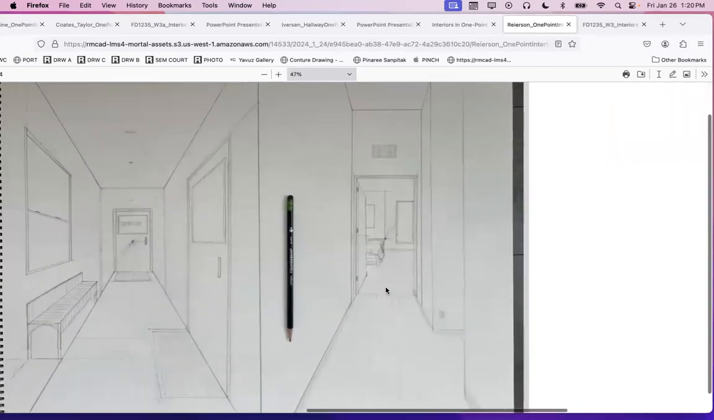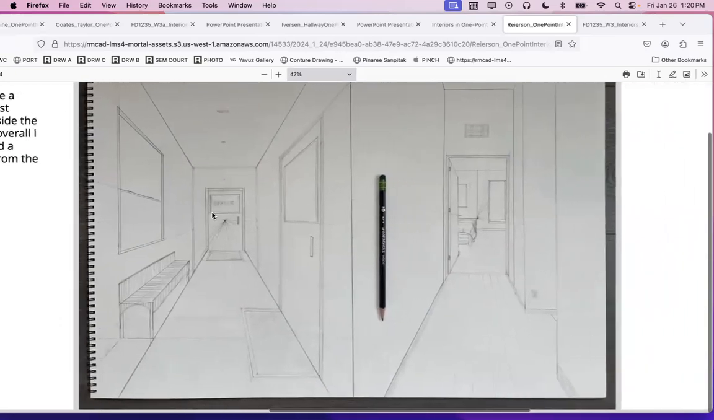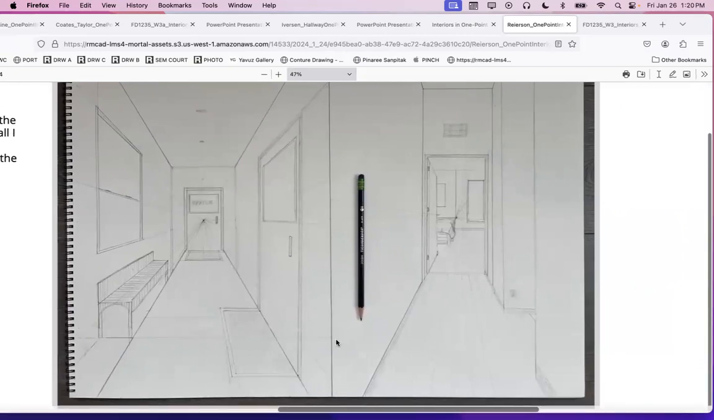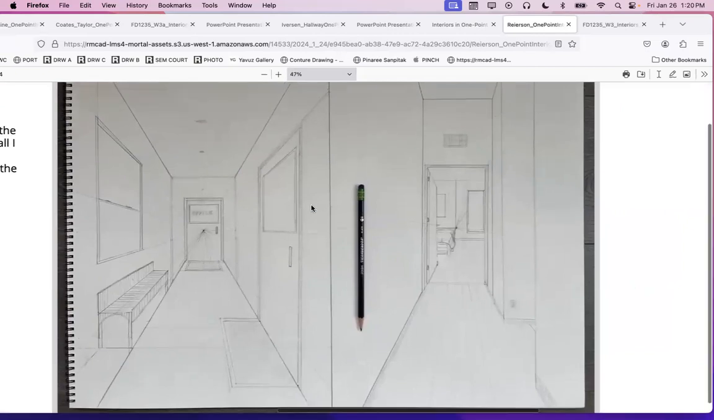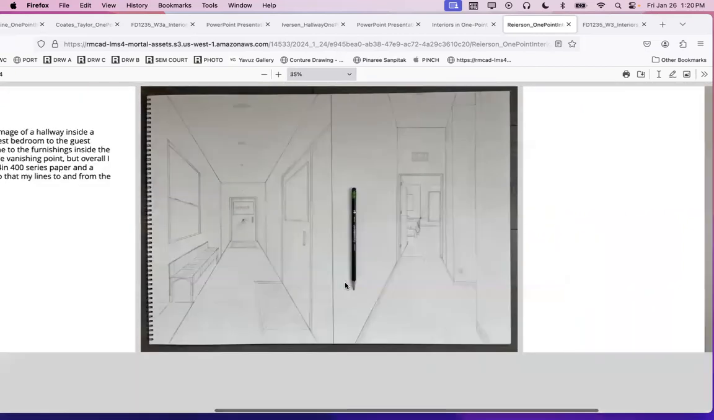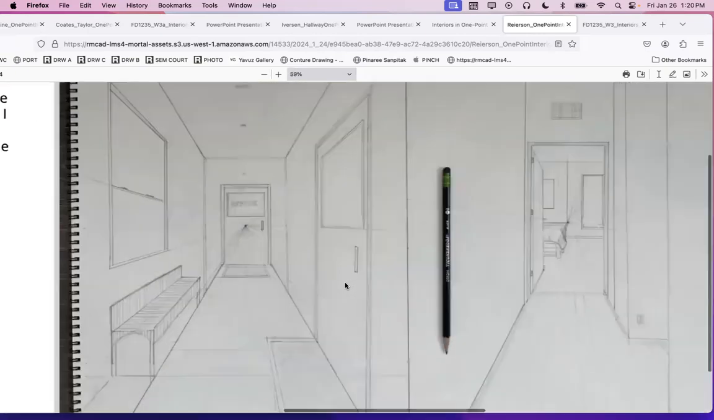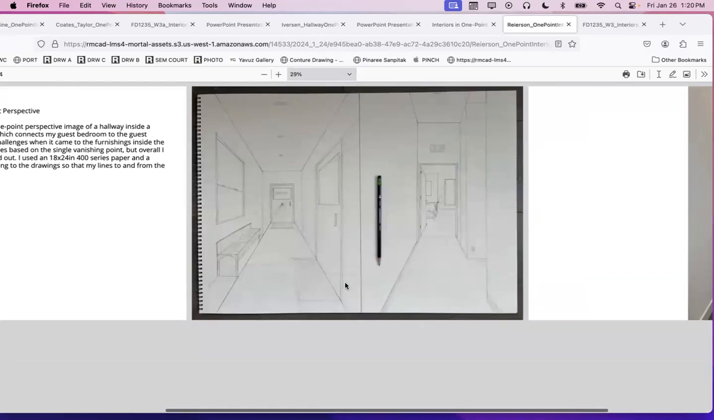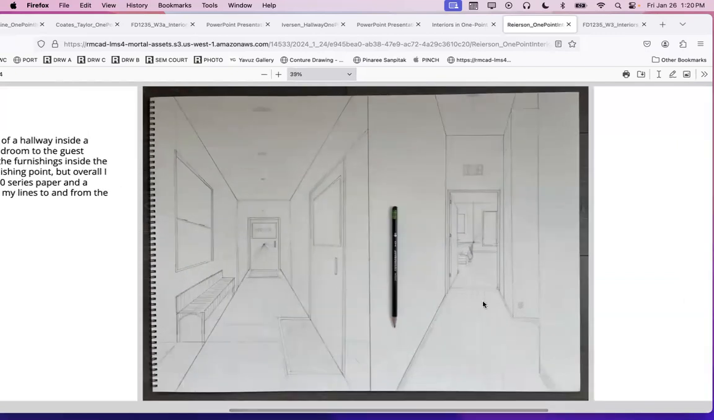Here's another good one, I thought. And again, these people are using rulers because this is a different class. So I want you guys to do this without rulers. I have a lot of interior designers in this class, so it's just a little bit different. I want you to try and do these without rulers as best you can, and make sure that you're paying attention to all your lines.